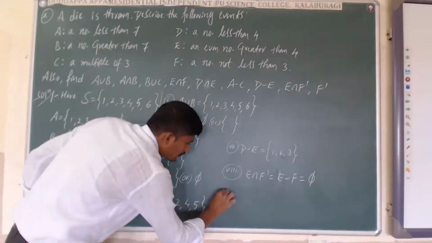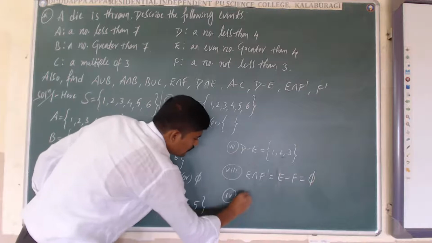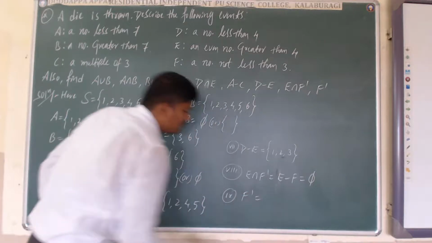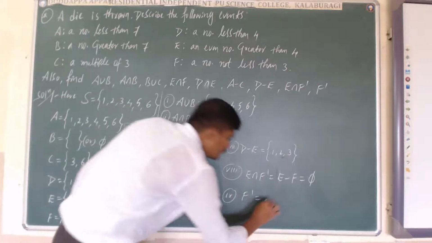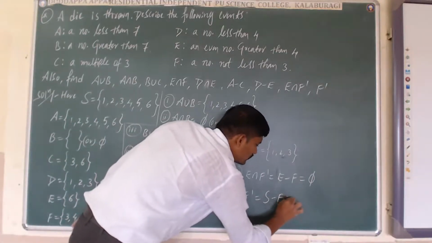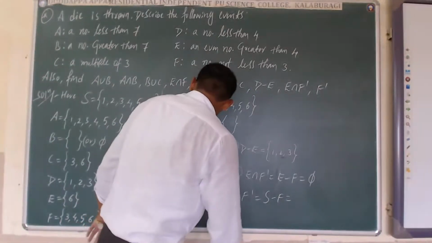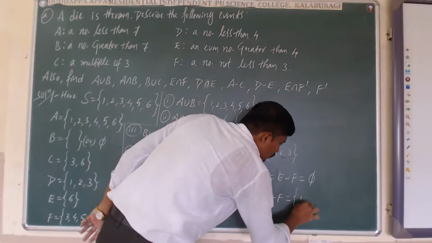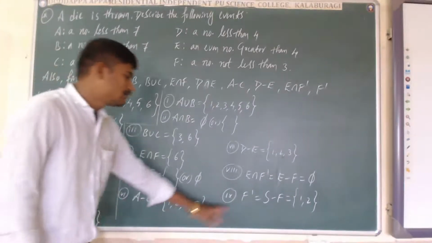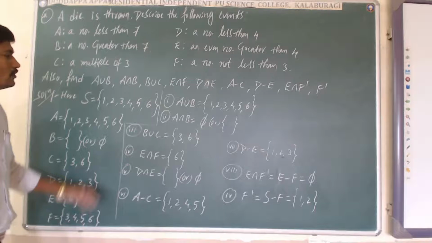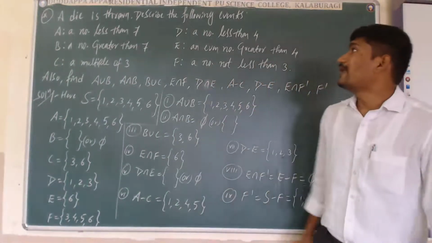And lastly, the ninth one, F dash is given. F dash is nothing but S minus F. F contains 3, 4, 5, 6. S contains 1, 2, 3, 4, 5, 6. The result will come 1, 2. 1, 2 is F dash. So these are the conditions of the given example.